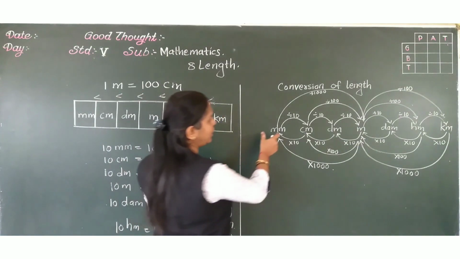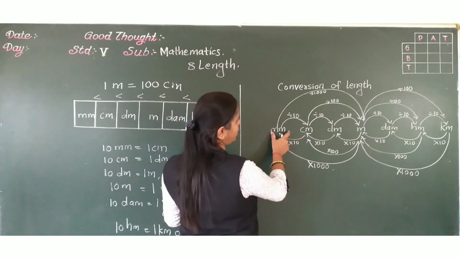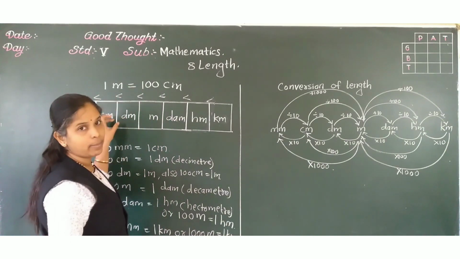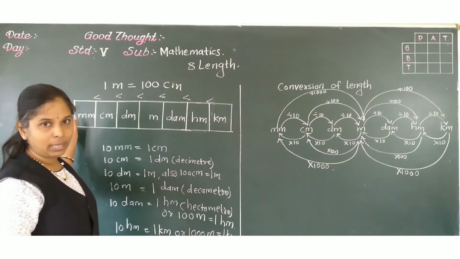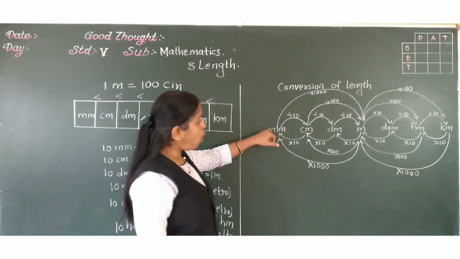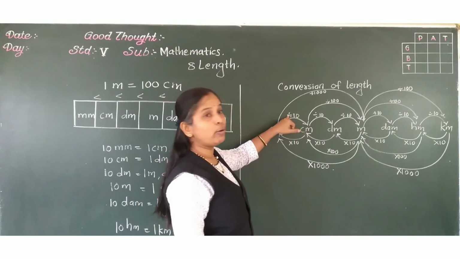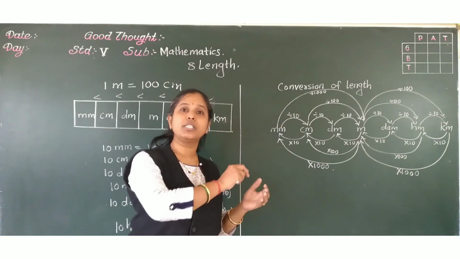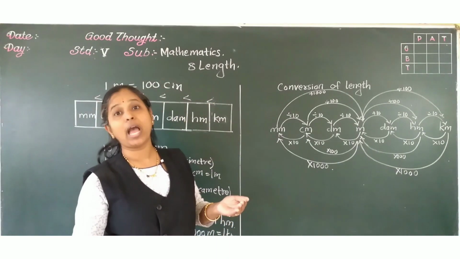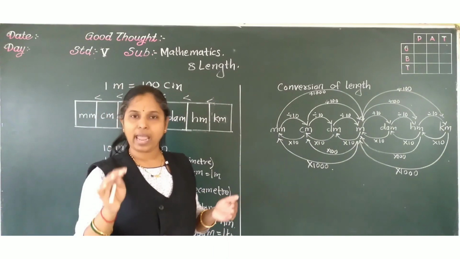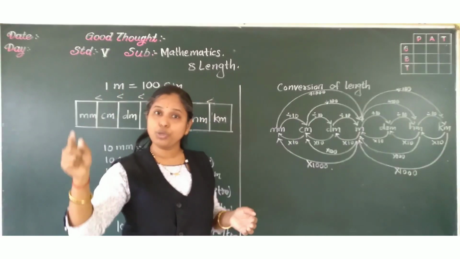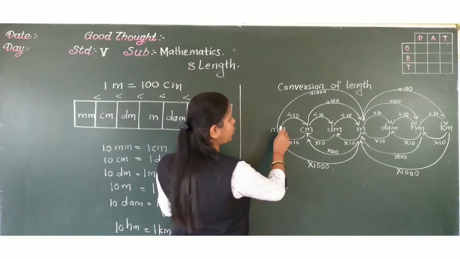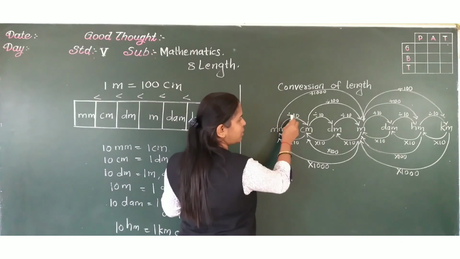See here, if you want to convert millimeter into centimeter, centimeter is bigger than millimeter, correct? So, if you want to convert millimeter into centimeter, you have to divide it by 10. Whenever we have to convert the smallest unit into the biggest, we have to do division. And when we have to convert the biggest unit into the smallest, we have to do multiplication. If you want to convert millimeter, that is smallest, into biggest, divide by 10.